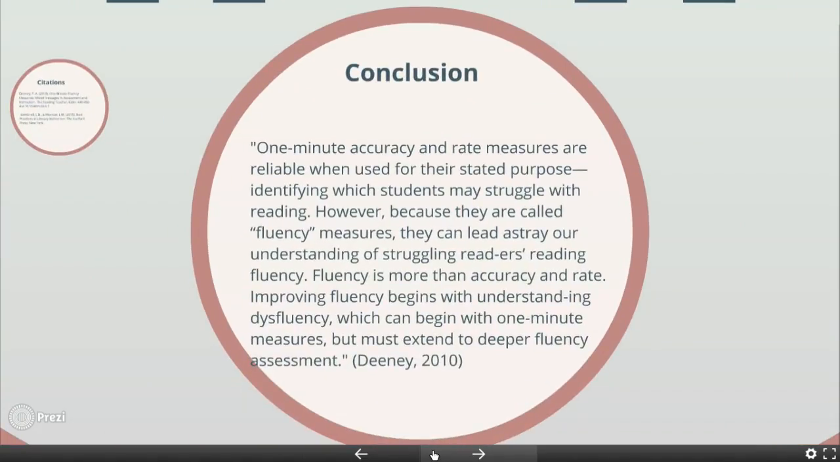I'd like you to pause and ponder. What ideas will you use along with your 1-minute fluency measure? I'd like you to write in the comments below.